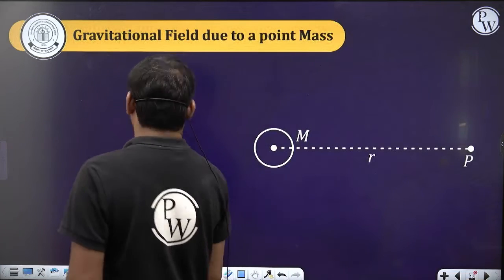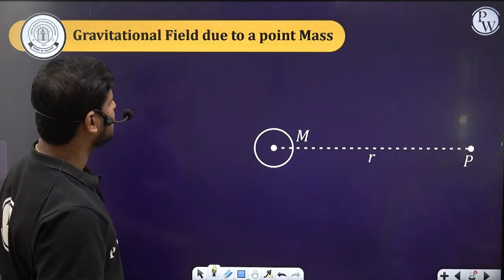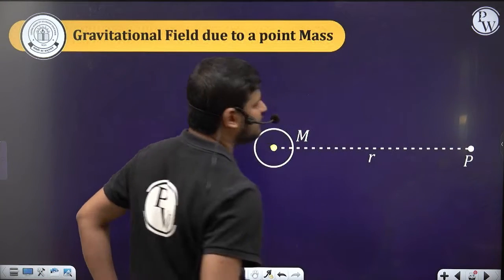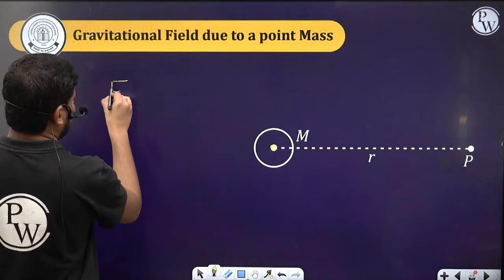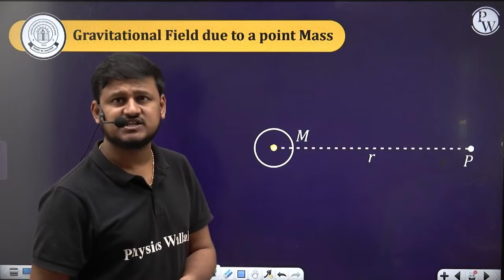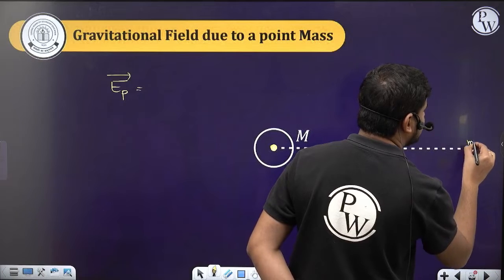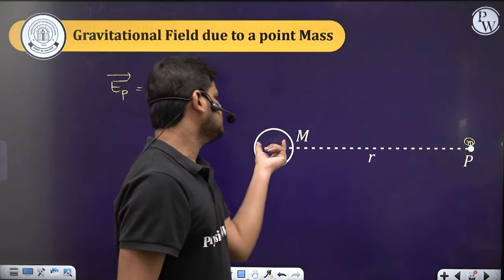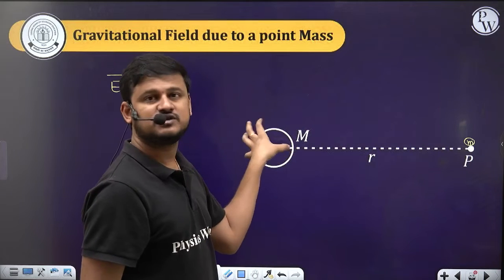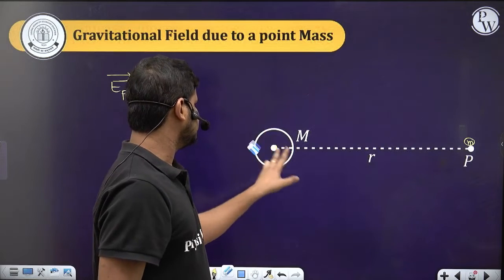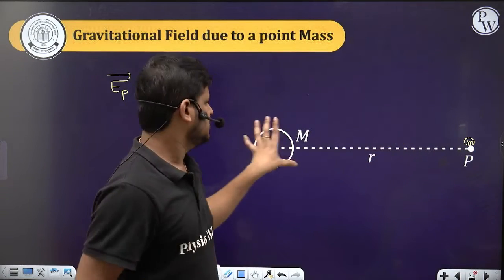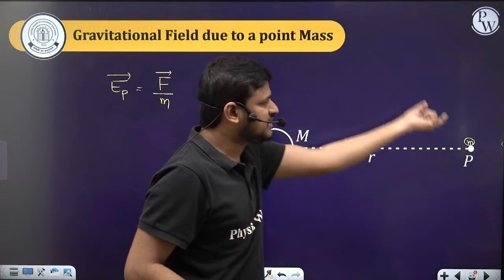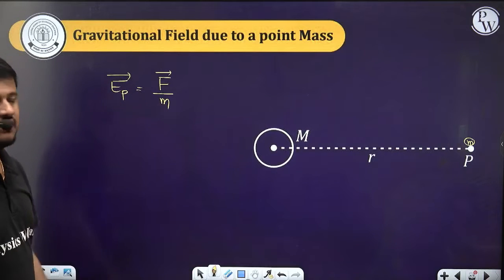Next. Now the gravitational field due to a point mass. Here is the mass m. What is the gravitational field due to this mass m at a distance r, at point P? Wherever you have to find the gravitational field, we just place a unit mass there and see how much force this unit mass experiences due to this mass. This mass has some gravitational field, so if in this field we place some other small unit mass, it will experience some force, right? The force experienced by that unit mass will give the intensity of gravitational field.